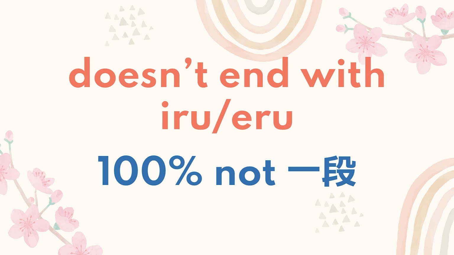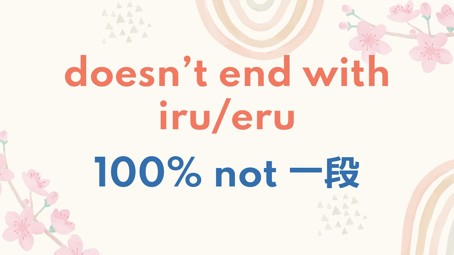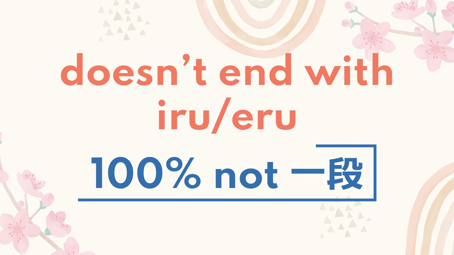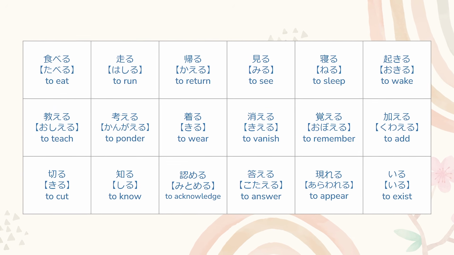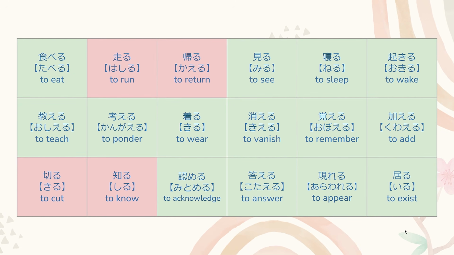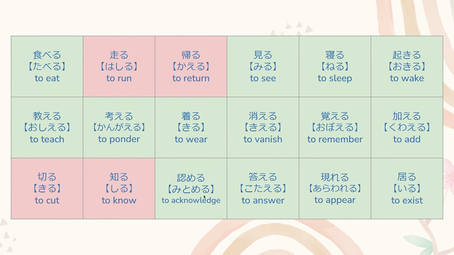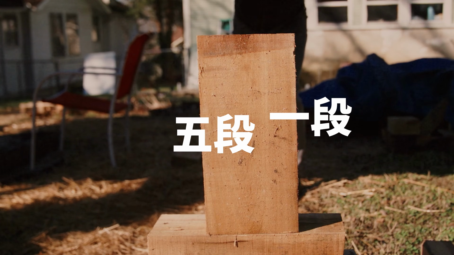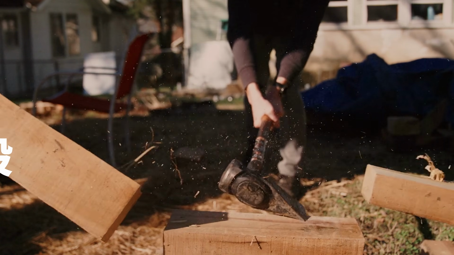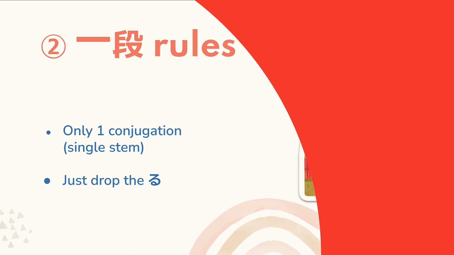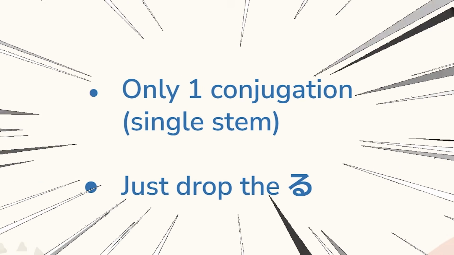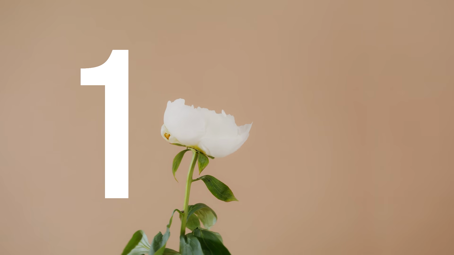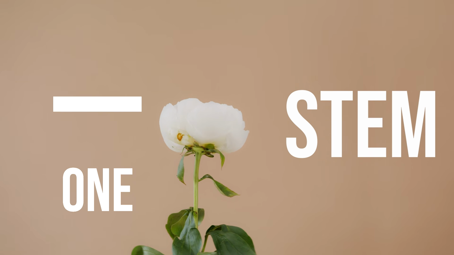This means that the main takeaway is that if the verb does not end with iru or eru, it is 100% not an Ichidan verb. If it does end with iru or eru, then it is most likely an Ichidan verb, but it's not always the case. I will talk more about how to differentiate iru and eru ending Godan verbs at the end of this video. The second absolute rule for Ichidan verbs is that there is only one conjugation, or otherwise you could say only one stem, hence Ichidan.